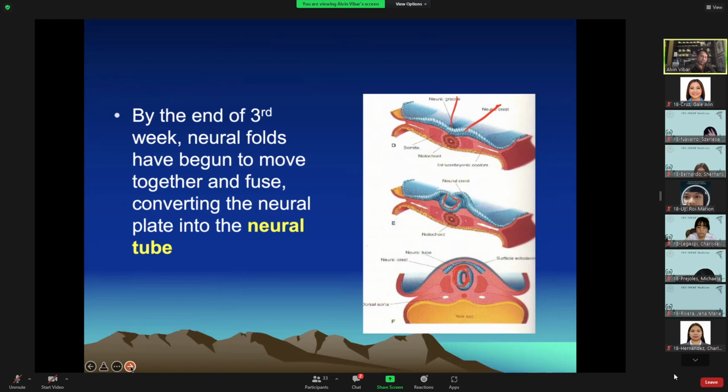Okay, did you get the steps? Again, let's start. First step, formation of the neural plate. The neural plate will have two parts, neural folds and neural groove. And then the neural folds will start to move and fuse together. And the movement of the neural folds, the fusion, will result in formation of the neural tube. Did you get it? Clear po? Yes po. Okay, very good.